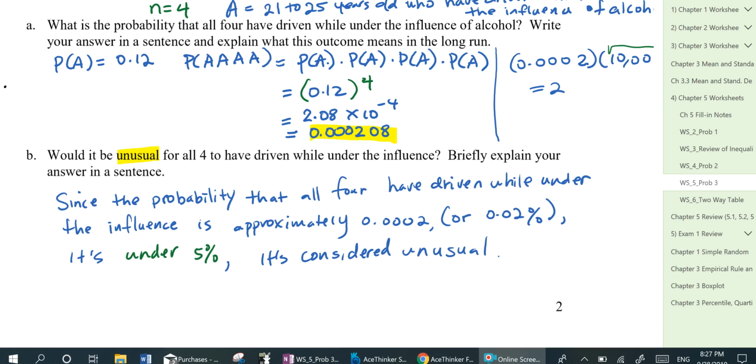Okay, so let's write that. Since again we're using the rule of under 5% to determine whether it's unusual or not, since it's under 5%, it is considered unusual. Again, don't drink and drive here. I think the probability of a randomly selected person having driven under the influence of alcohol is 0.12 here. Hopefully you're not one of them.